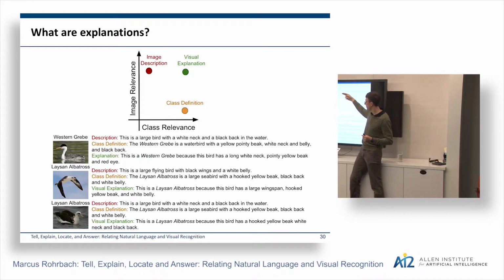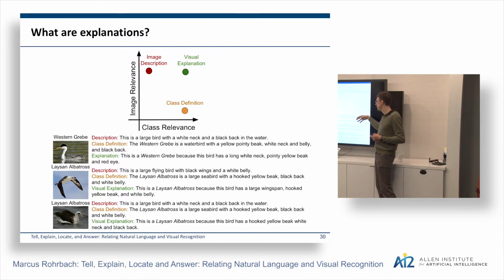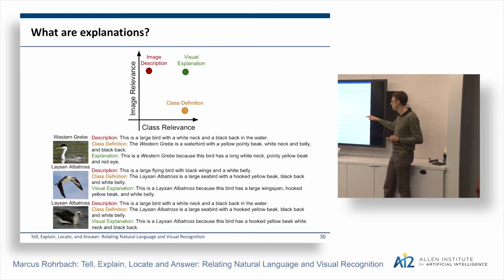And a visual explanation is hopefully both, namely matching the image, but also being discriminative to the class. For example, the description of this bird is, this is a large bird with a white neck and a black back in the water, while a class definition is, this Western grebe is a water bird with a yellow pointy beak, white neck and belly, and black back. While the explanation is then, this is a Western grebe because this bird has a long white neck, pointy yellow beak, and red eye.